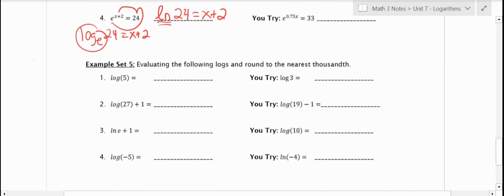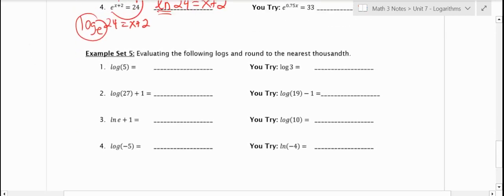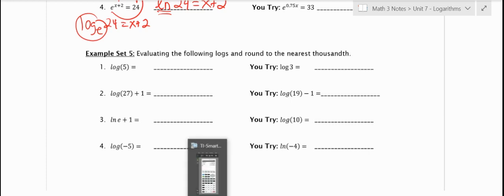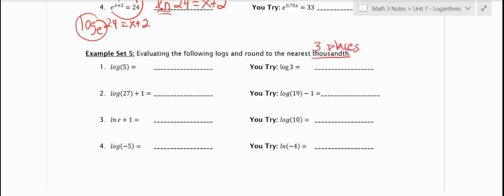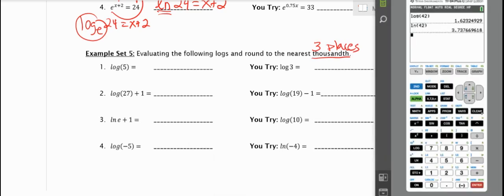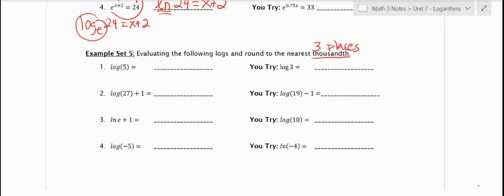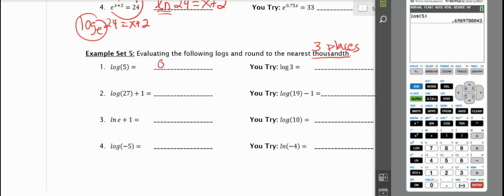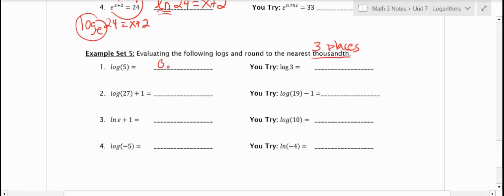The last examples we're going to see are just simply getting comfortable using these in our calculator. I like to use parentheses just so you know what part's getting evaluated by the log. When we rewrite this, it says nearest thousandth, that's 3 decimal places. So if I'm going to do the log of 5, I'm going to clear this out and do log 5. You don't have to close the parenthesis, but I like to. If I round to 3 decimal places, I have 0.699.